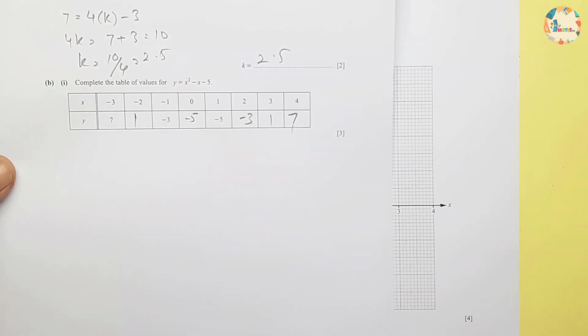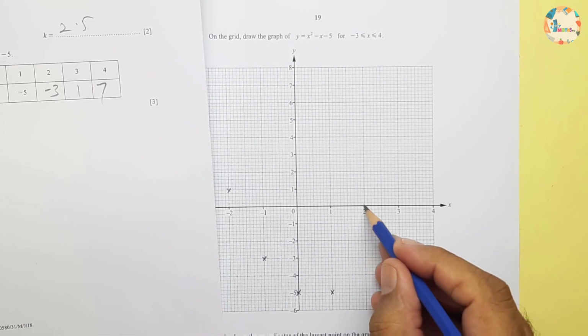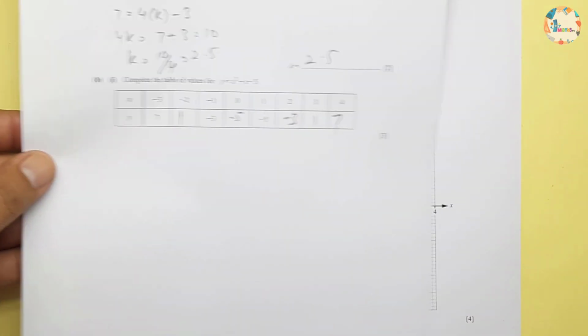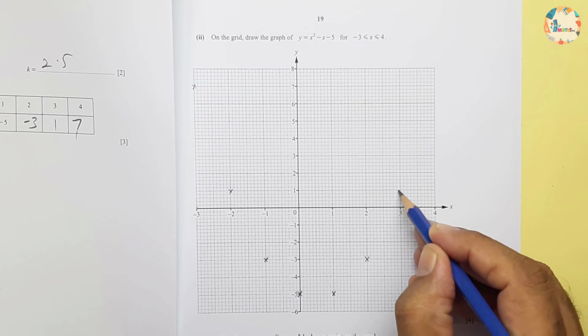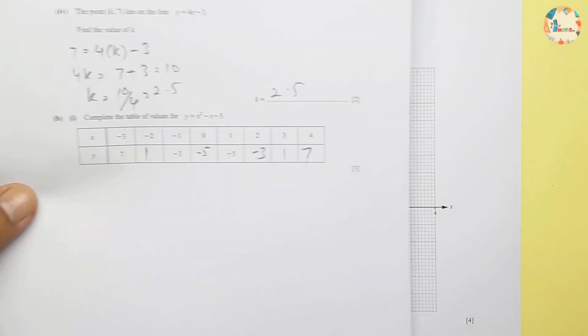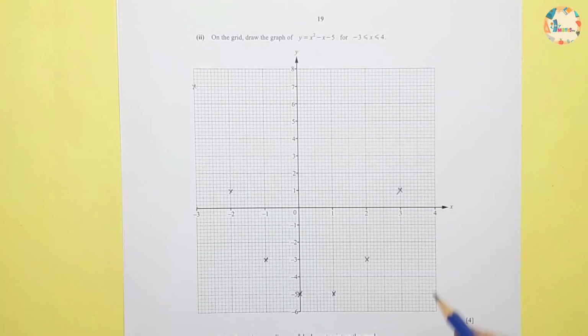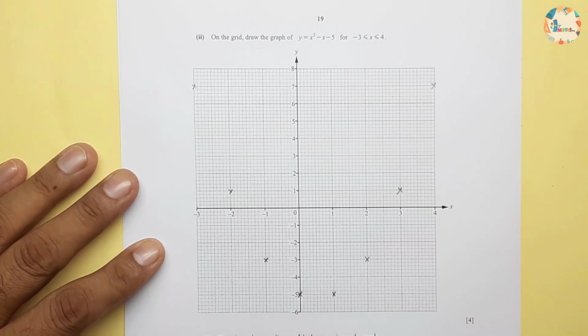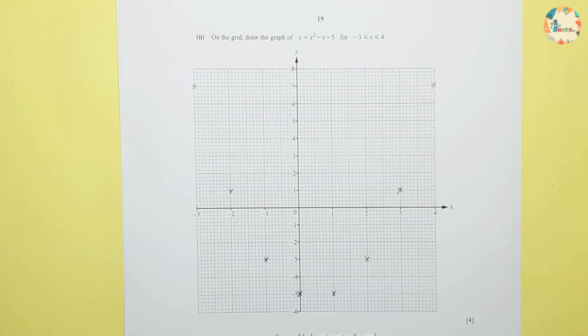Next point is 2 and -3. 2 and -3 will be this one. And next value is 3 and 1. So 3 and 1 will be this. And last value is 4 and 7. So 4 and 7 will be this value which we have done.